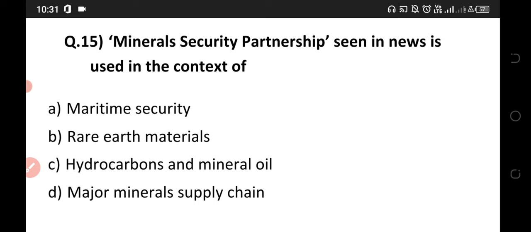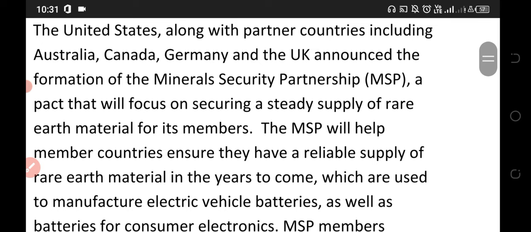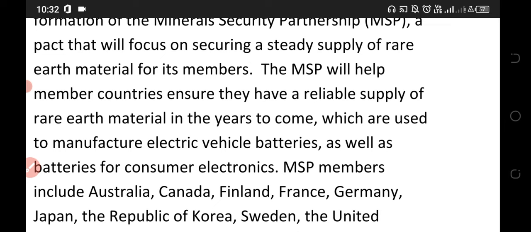Mineral Security Partnership, seen in the news, is used in this context. It's about rare earth materials. The United States, along with partner countries including Australia, Canada, Germany, and the UK, announced the formation of the Mineral Security Partnership. The pact will focus on securing a steady supply of rare earth materials for its members.